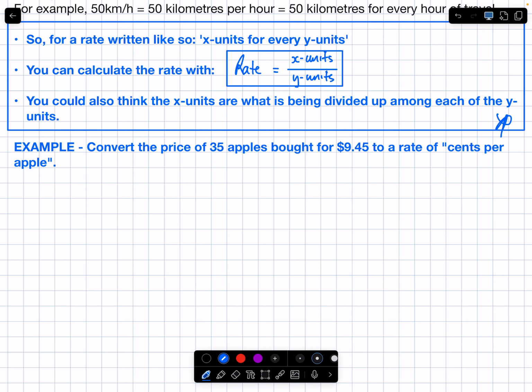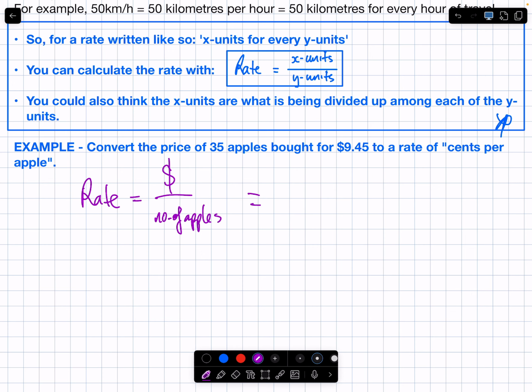Alright, let's try and make this rate together. I got 35 apples, I bought them for $9.45 and I want to make a rate out of that in cents per apple. So if I use that formula here, rate, I want it to be cents per apple. What would go on the top of the fraction? Would the cents or the number of apples go on the top? The dollars or the cents. So the money over per apple, so number of apples.